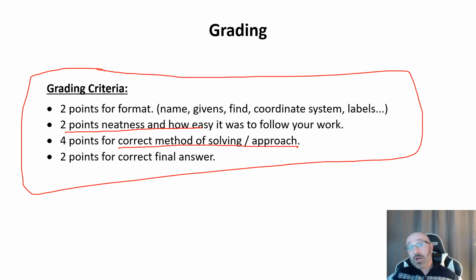So as you're grading a solution, realize that your method and approach may not be the only one. As you're doing your solution, maybe think of alternate ways to solve it, and you can even include those in your presentation as well. And last, for the last 2 points, did they get the correct final answer to your problem?